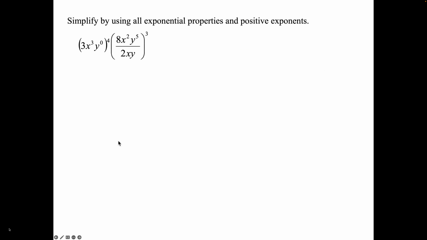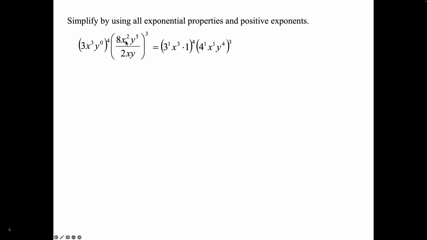All right, now you will run into problems that have all kinds of things that you want to simplify. Always simplify inside as much as possible before you multiply this 4 to the inside, before you multiply this 3 to the inside. There will be things that you can simplify. So for example, y to the 0, that's just a 1 right here. So we really don't need that. You can scratch that out. But I did put a power of 1 on my 3. Second set of parentheses, 8 over 2. Well, that reduces to a 4.